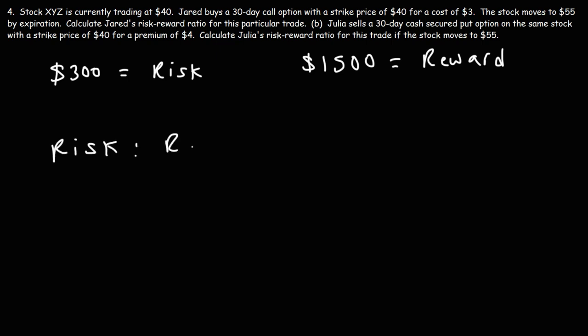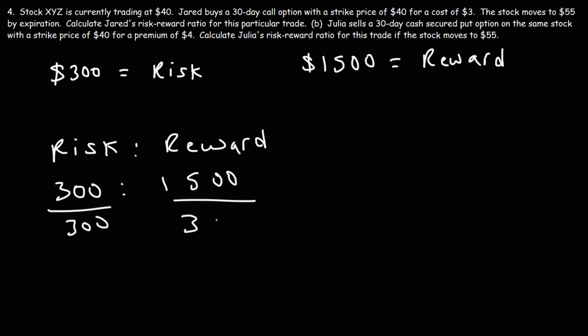So now let's calculate the ratio. He's risking 300 to make 1,500. If we divide both numbers by 300, we get a risk-reward ratio of 1 to 5. So as you can see, buying call options gives you a huge potential reward relative to the amount that you're risking. He's risking $300 to make $1,500, or equivalently, for every $100 that he risks, he can potentially make $500 for a trade like this.